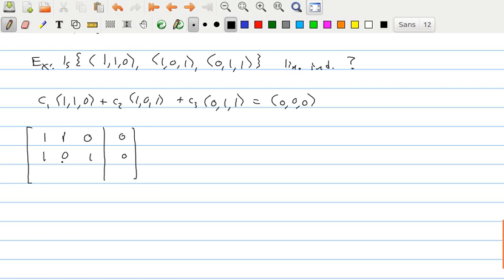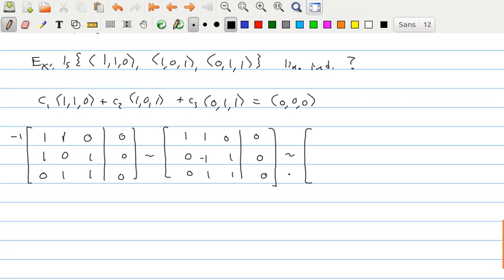And if we look at the z components, we've got 0c1 plus 1c2 plus 1c3 equals 0. And then we can row reduce this. Or we can multiply the top row by -1 and add it to the middle row. So if we multiply this by -1 and add it to the middle row, we've got 0, -1, 1, 0. And the bottom row can just sit there, 0, 1, 1, 0.